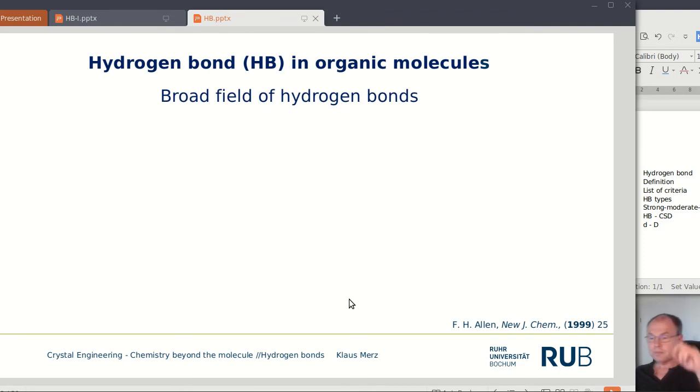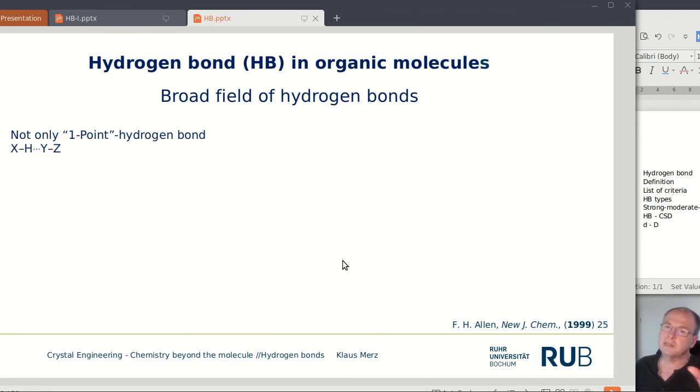Well, we have seen DNA, we have seen this amide pattern, this typical hydrogen bond, the most important hydrogen bond. But on the other side, there is a broad field of hydrogen bonds. And we will not look at each type of hydrogen bond. It's really impossible to do it here in this lecture series.